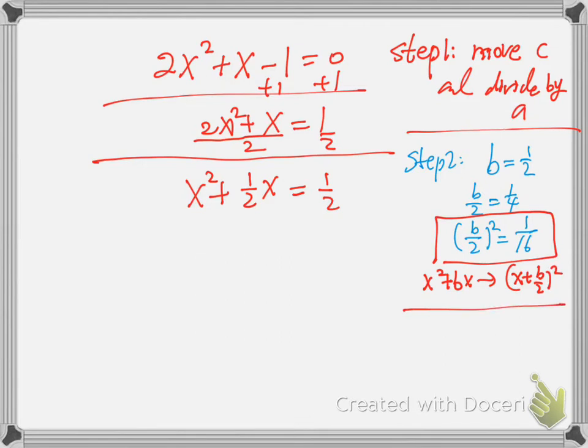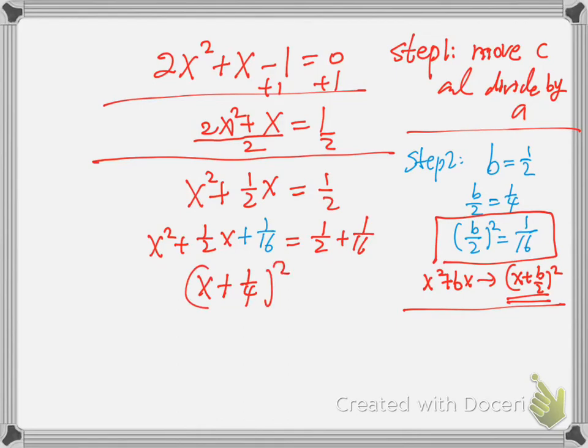A is 1, and then we use b over 2 squared. So both sides add 1 over 16. So x squared plus 1 over 2x plus 1 over 16 equals 1 over 2 plus 1 over 16. So now we can rewrite left to the square, right to the square. So it's x plus 1 over 4 squared.